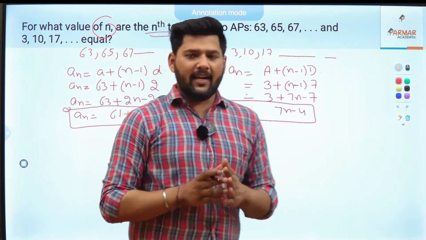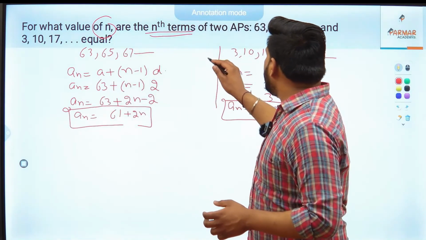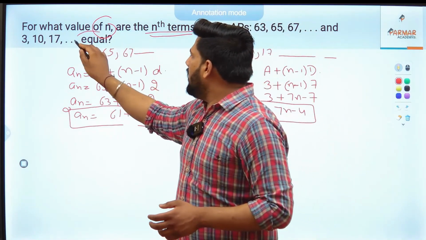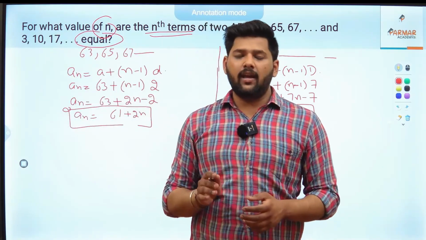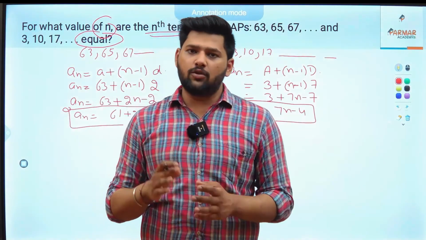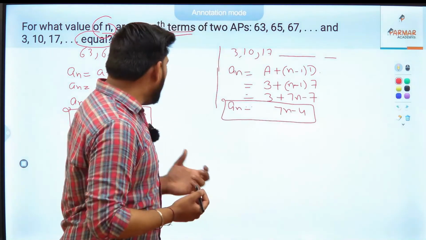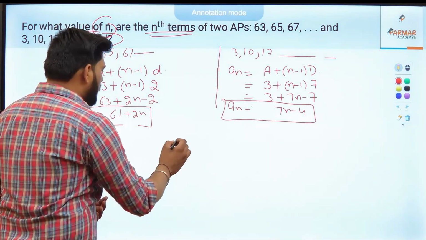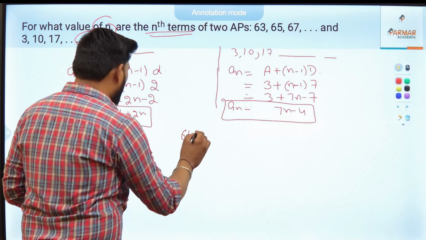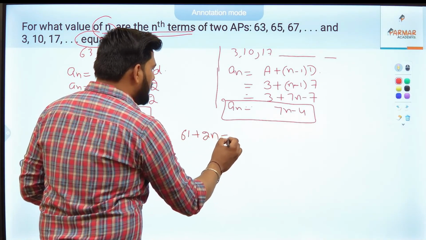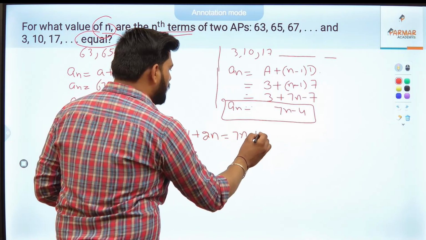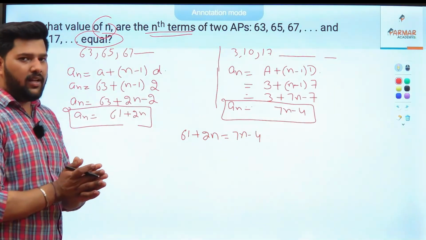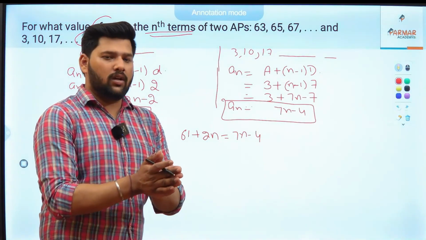Now what is the condition? The condition is that the nth terms of the two APs are equal. We want the position where the nth terms of both APs are equal. These are the nth terms and the condition is that they are equal, so we equate both. So 61 plus 2n is equal to 7n minus 4. We have fulfilled the condition by equating both nth terms here.